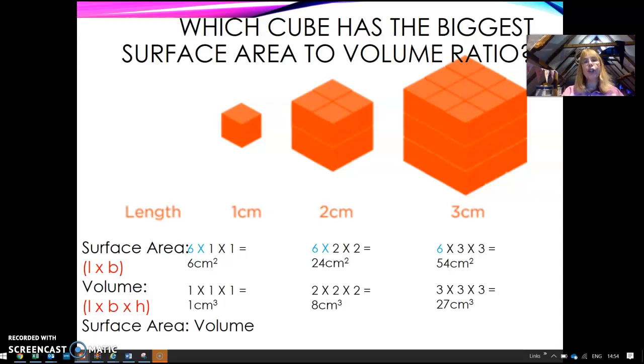Now, to work out the surface area to volume ratio, this is what they're really looking for. You take, for the first one, the answer of 6 centimeters squared to 1 centimeter cubed. So it's a 6 to 1 ratio. In the next one, I get 24 to 8, and I simplify that to a 3 to 1 ratio. And the final one, 54 to 27, which is simplified to a 2 to 1 ratio.